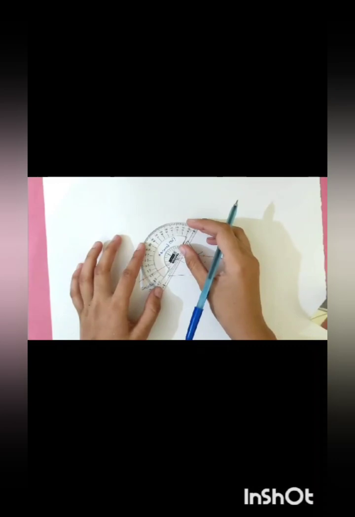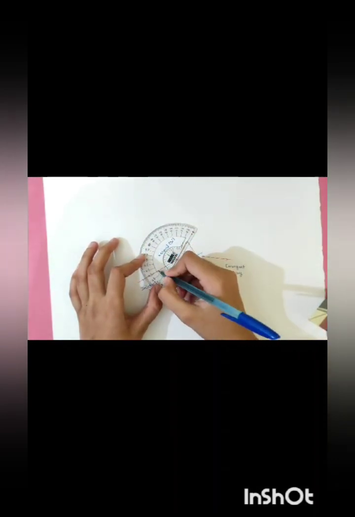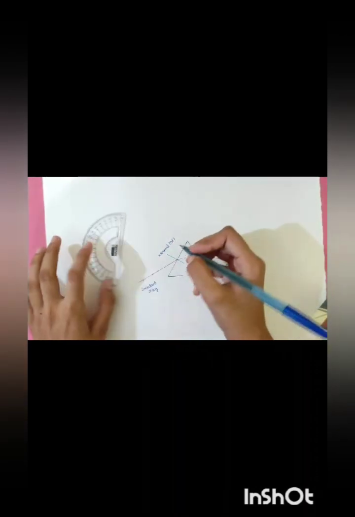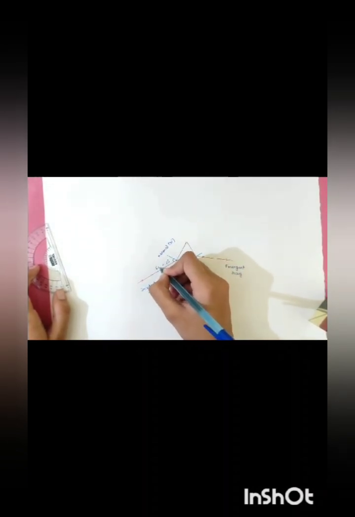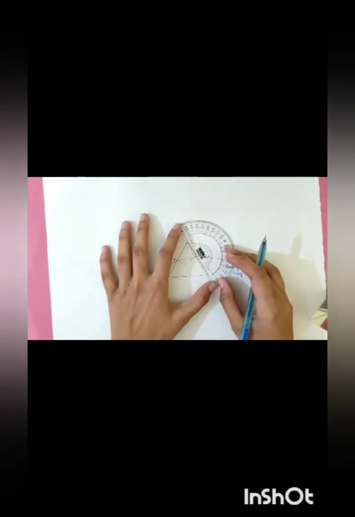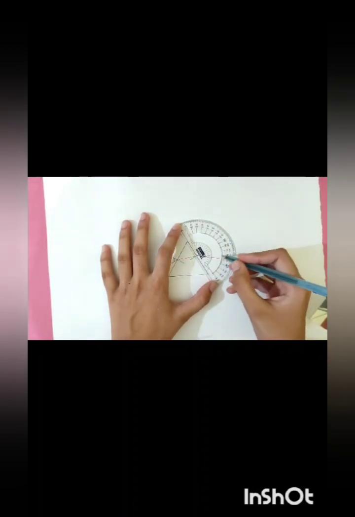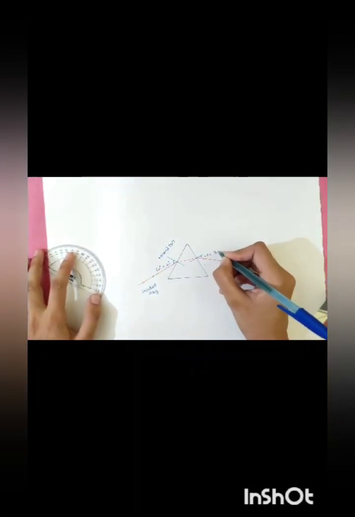and now we are going to measure the angle of incidence. Whenever we measure angle of incidence, we always have to measure from 90 degree. So we have our angle of incidence equals to 60 degree. And now same like this, we are going to measure the angle of emergence as well from 90 degree. So we have angle of emergence equals to 37 degree.